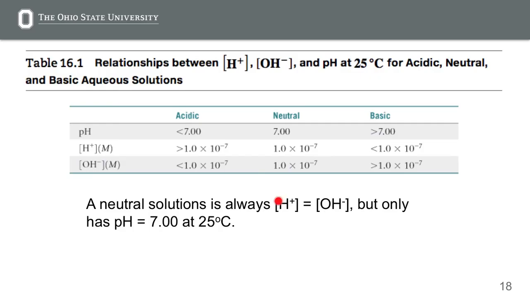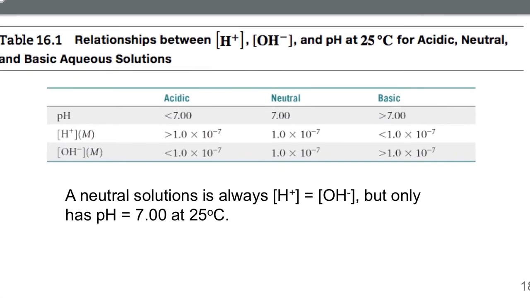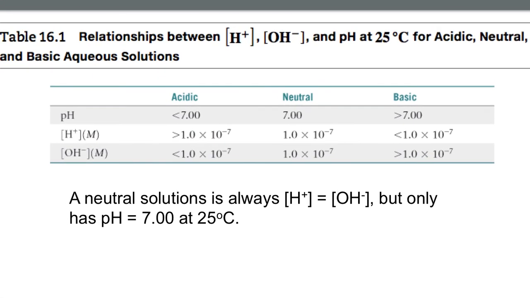So the next slide sort of summarizes this relationship, where we're just looking at water forming H plus or H3O plus in solution. In neutral solutions, we always have H plus or H3O plus equal to OH minus, but only at 25 degrees does that mean the pH is equal to 7.